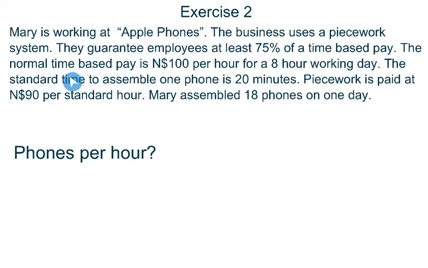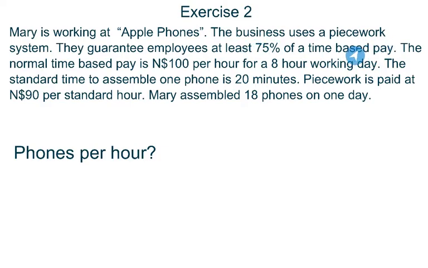And then the standard time to assemble one phone is 20 minutes. Piecework is paid at $90 per hour. And Mary assembled 18 phones for one day. So we need to calculate her gross income or her wage for this day.